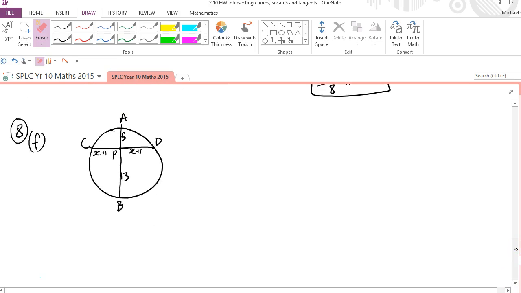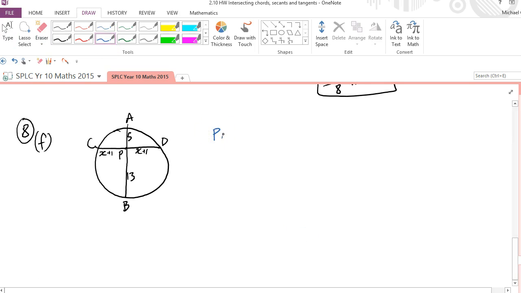This is 8F, one where the point is inside the circle. Now you'll see there I've been careful to label A and B so they're in a straight line, and C and D so they're in a straight line. That way I can apply my rule, power of a point. PA multiplied by PB is going to be the same as PC multiplied by PD. PA and PB are easy enough. That's 5 by 13. PC and PD are each x plus 1.